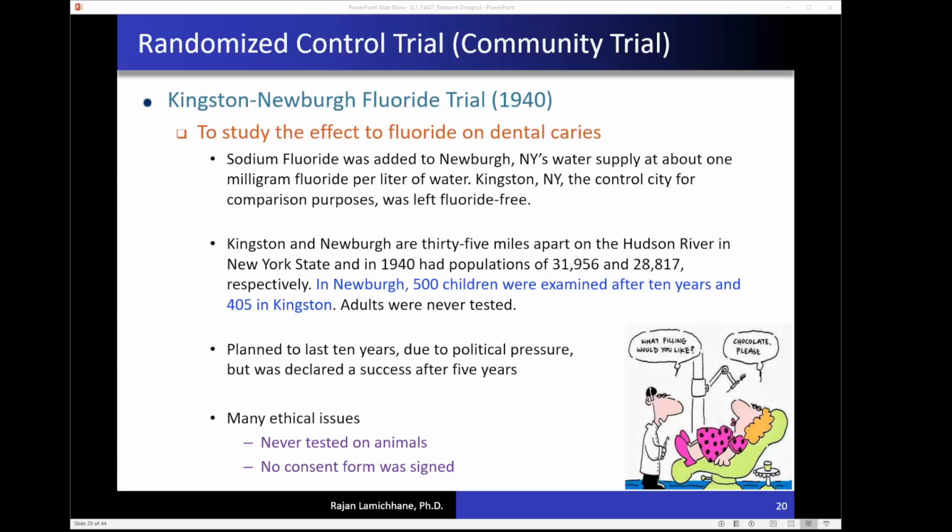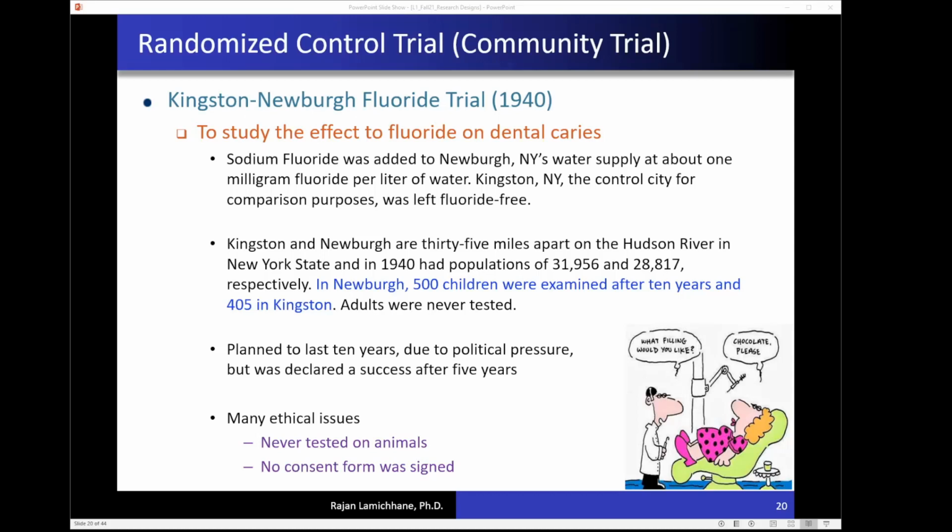Here is one of the famous examples of a community trial, and this study paved the way to use sodium fluoride for dental hygiene. Two cities, Kingston and Newburgh in New York, were selected for this trial, and both were very similar because they were just 35 miles apart, and their water source was the same Hudson River. The population was also very similar. Kingston, at that time, had a population of around 32,000, and Newburgh had around 29,000.